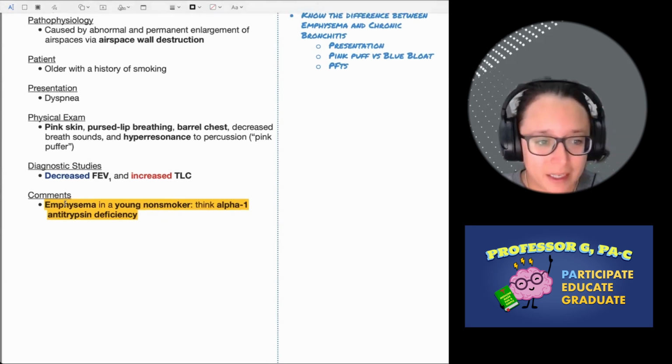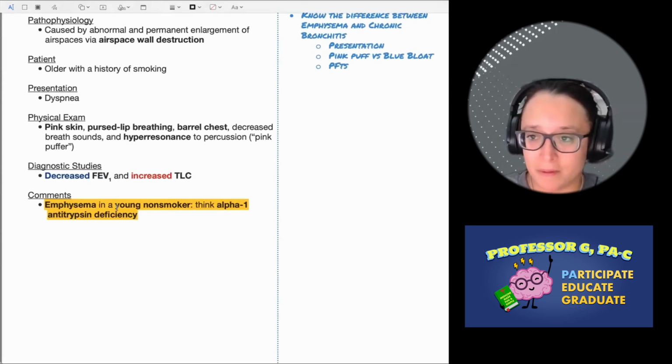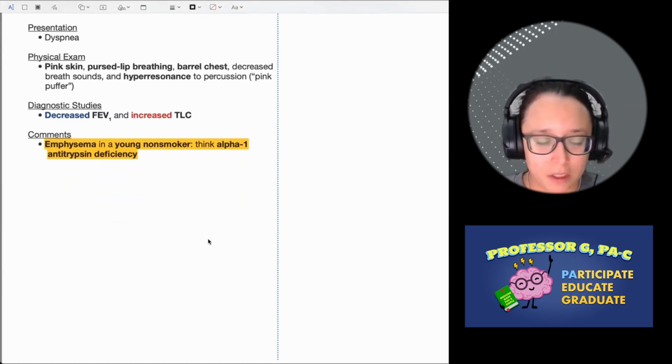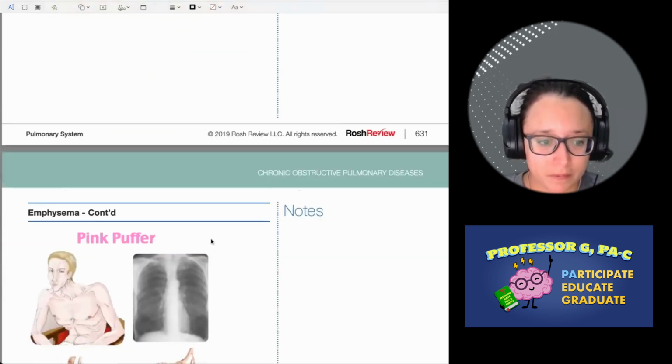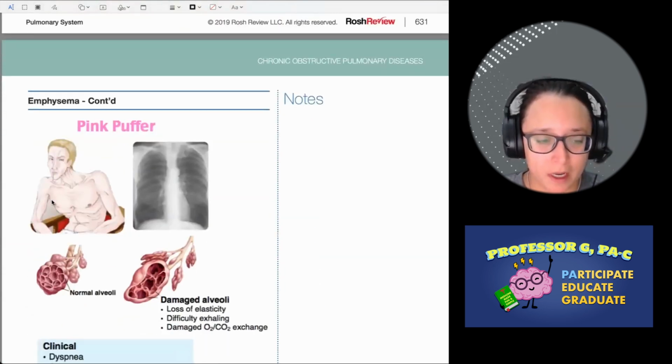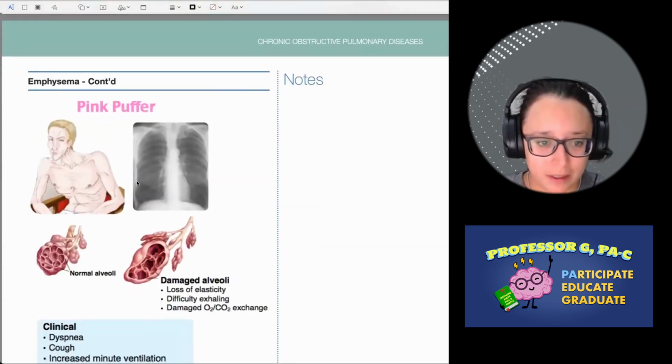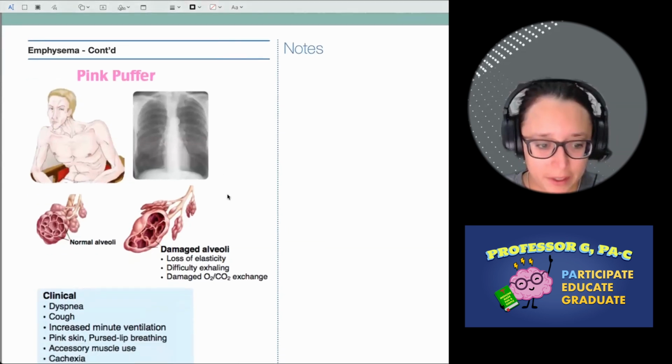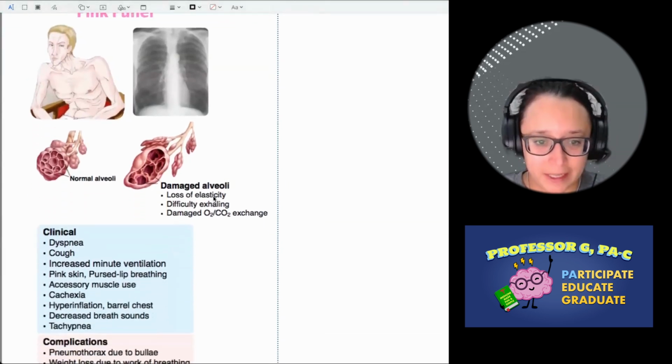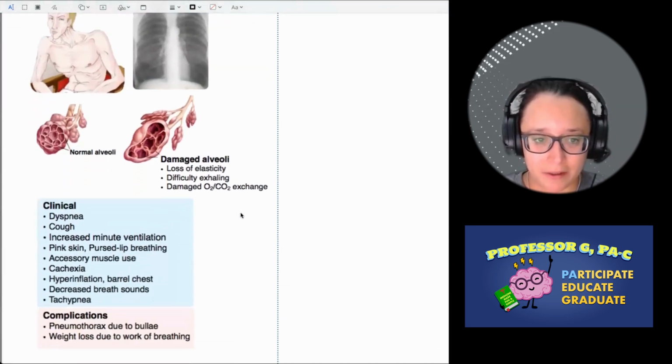And then a comment. If you see someone that has the signs and symptoms of emphysema, but they are young and not a smoker, you should think alpha-1 antitrypsin deficiency. Okay, that's the major thing for emphysema. Here's the picture of the pink puffer: thin, barrel-chested, large AP diameter. They're getting damaged alveoli and loss of elasticity. They have difficulty getting that air out. The recoil's not as good.